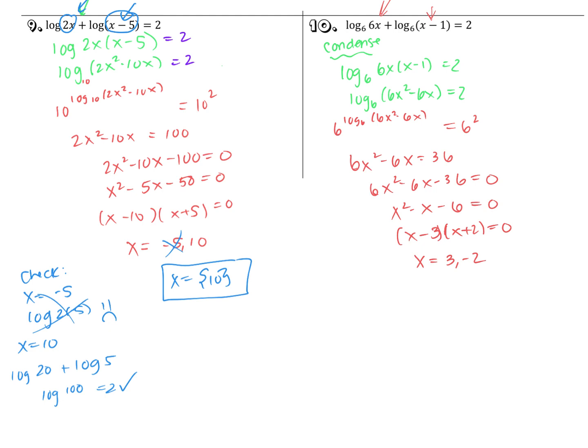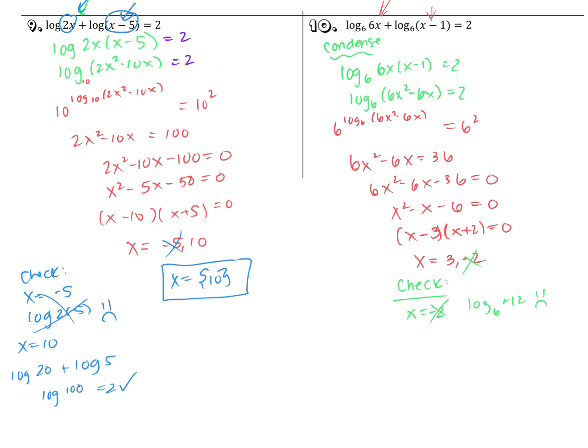Now I have my two solutions: x is equal to 3 or x is equal to negative 2. So again, I'm going to check. If x is equal to negative 2, then I'm going to have log base 6 of negative 12. I don't even need to keep going. This is not going to work. Negative 2 is going to be an extraneous solution.